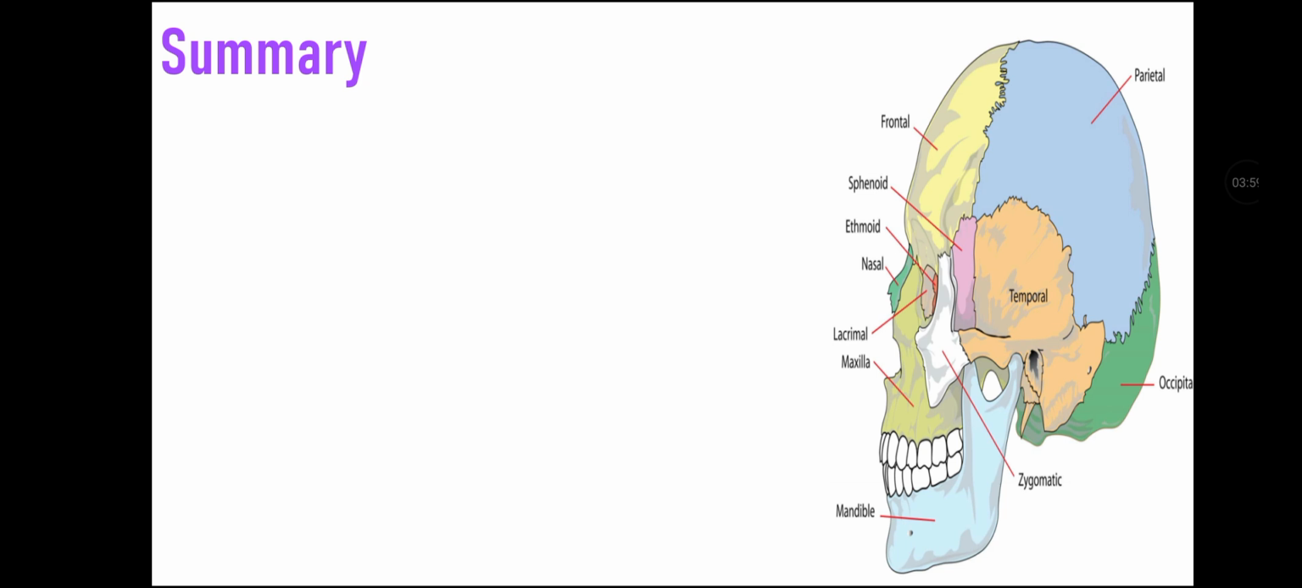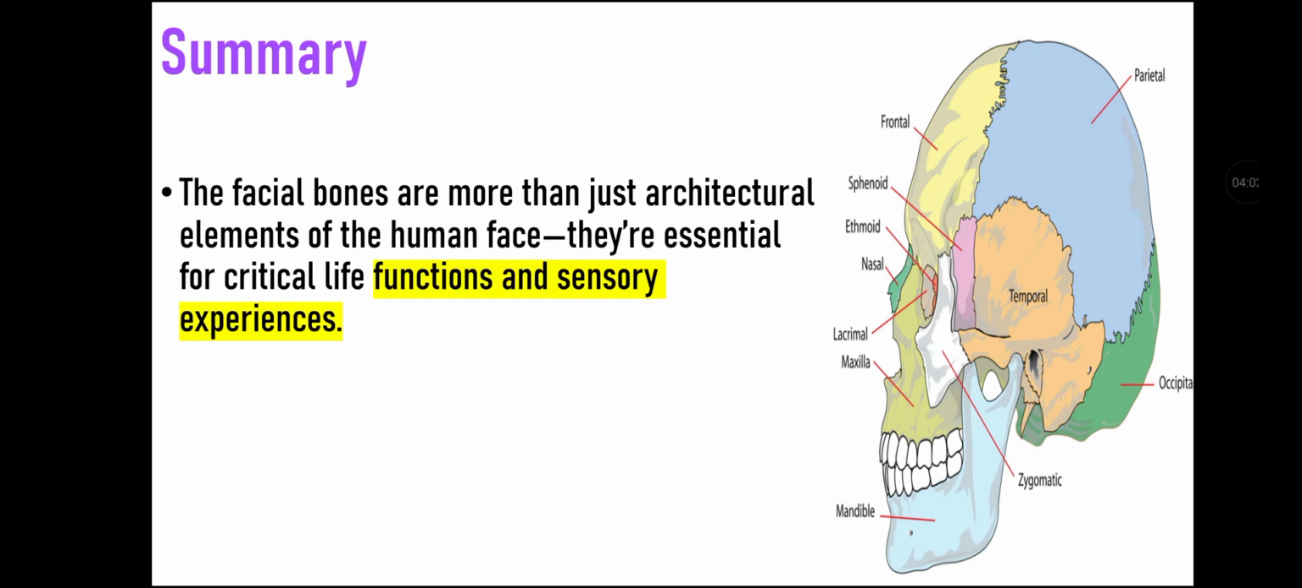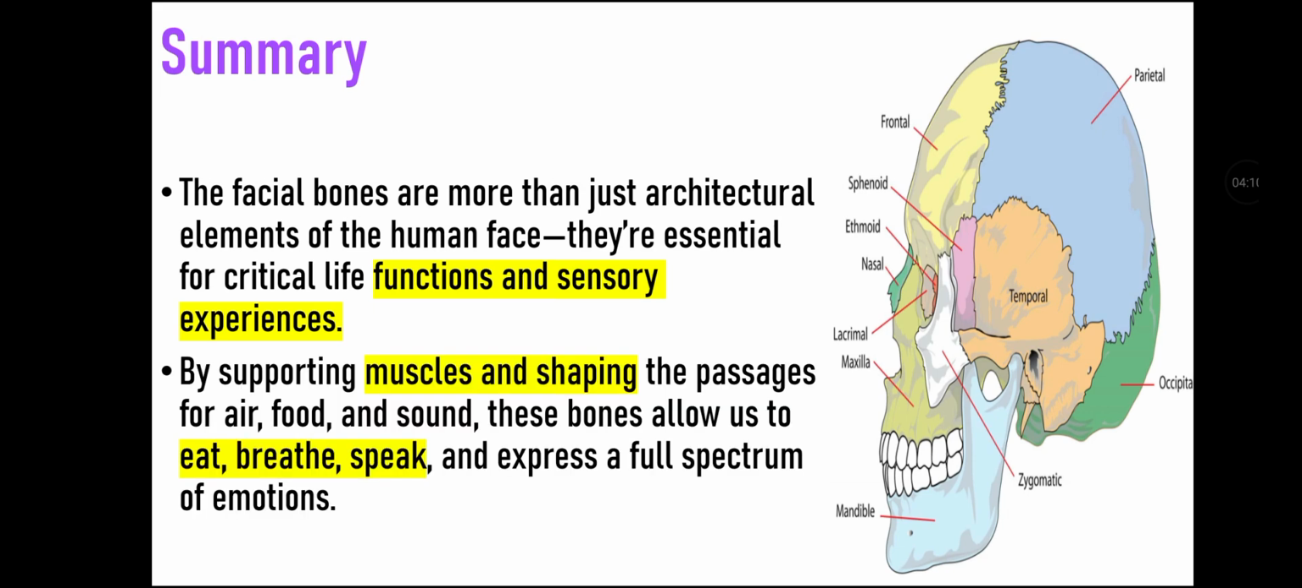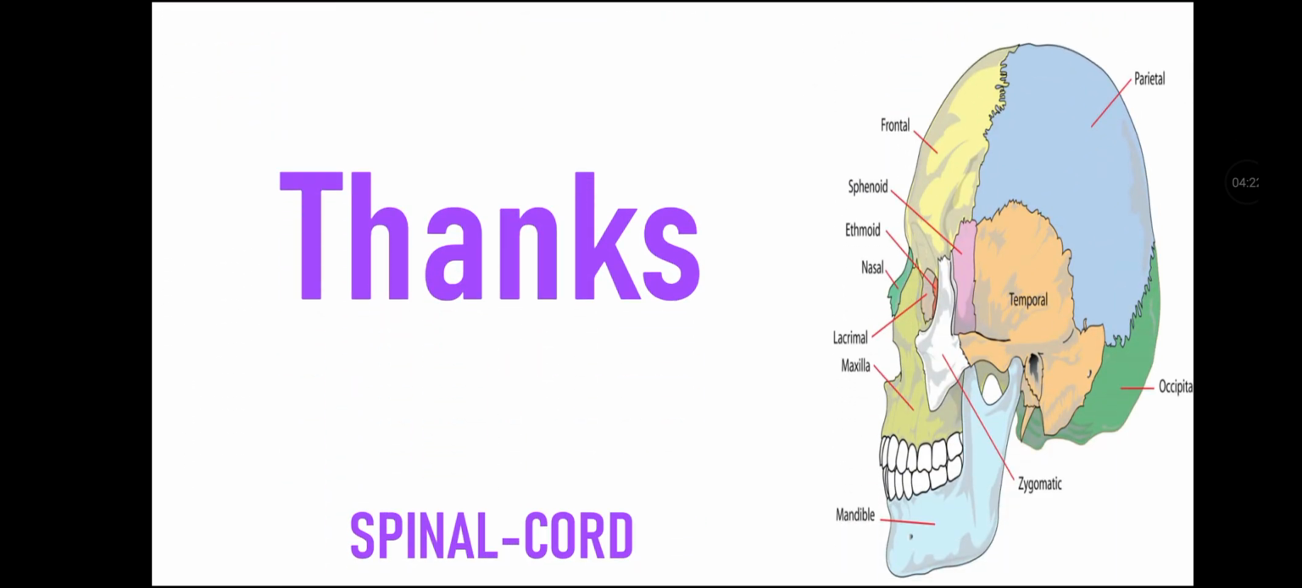Now let's talk about the summary of this lecture video. Facial bones are more than just architecture or elements of human face. They are essential for critical life functioning and sensory experiences. By supporting muscles and shaping the passages for air, food, and sound, these bones allow us to eat, breathe, and speak, and express a full spectrum of emotions. And this was all about the facial bones.